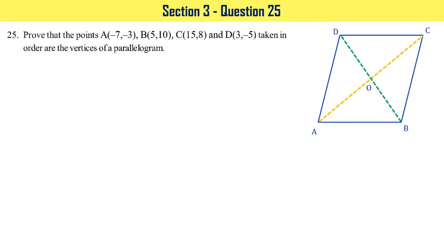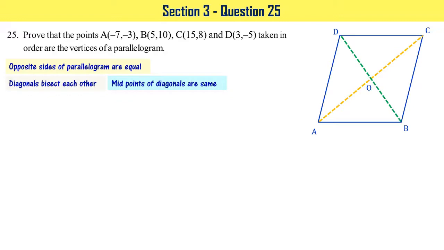A parallelogram can be drawn like this. We know that opposite sides of a parallelogram are equal. That is one of the properties of the parallelogram. The other property of interest for us is the diagonals of parallelogram bisect each other. It means the midpoint of the diagonals is same.